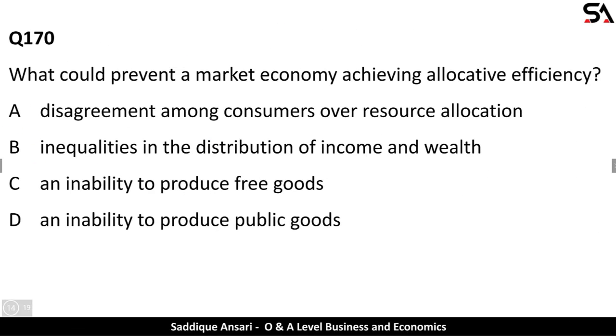Next, what could prevent a market economy achieving allocative efficiency? Disagreement among consumers over resource allocation. This is not the correct answer related to the allocative efficiency condition. Inequalities in the distribution of income and wealth. This is related to equity and not efficiency. Inability to produce free goods. Free goods are already abundant, so this is not the correct answer. And inability to produce public goods. So missing markets for public goods will produce allocative inefficiency. So this is the correct answer.